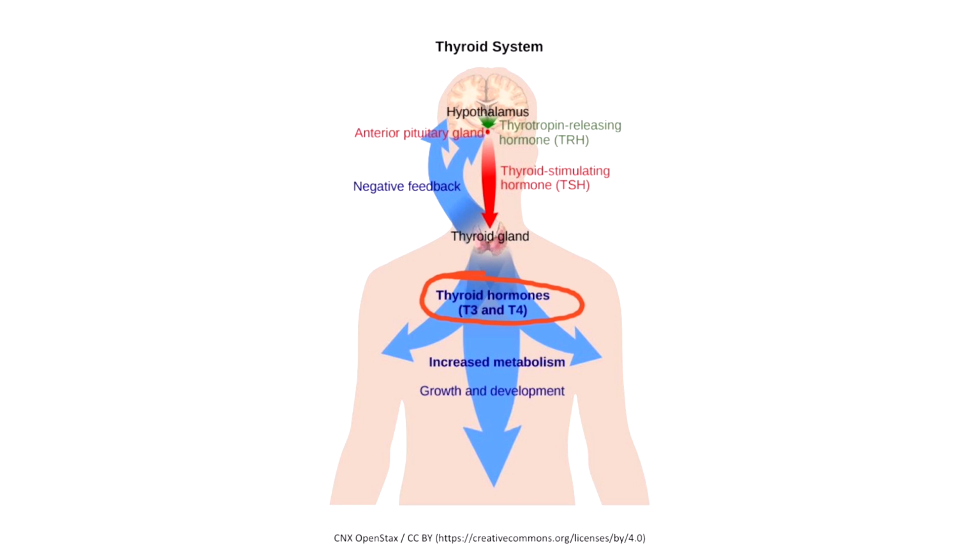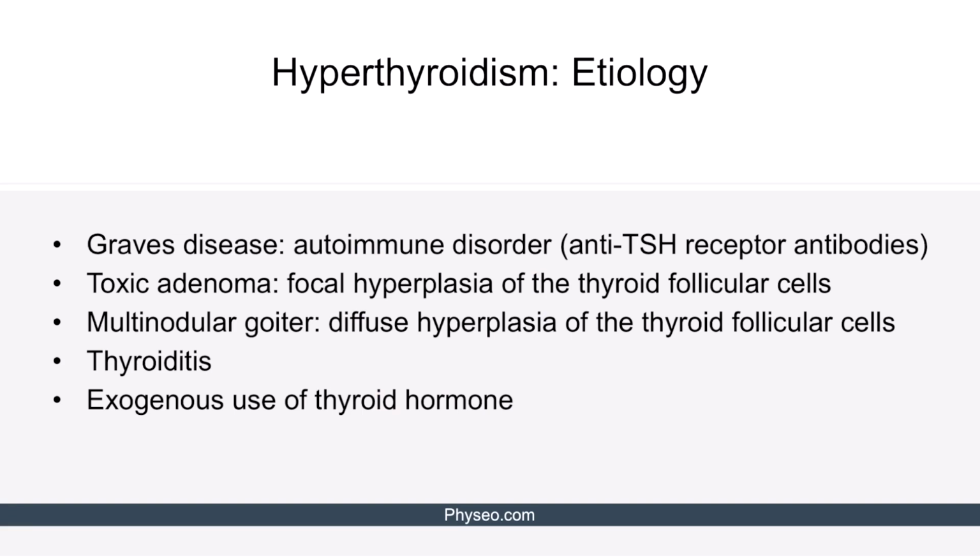This gives negative feedback to the pituitary gland, suppressing the thyroid-stimulating hormone release. That's why hyperthyroidism typically results in decreased TSH levels. Thyroid hormone increases metabolism, and that's the principal reason for most symptoms in this condition. There are several causes of hyperthyroidism.